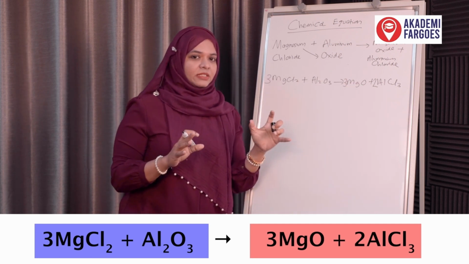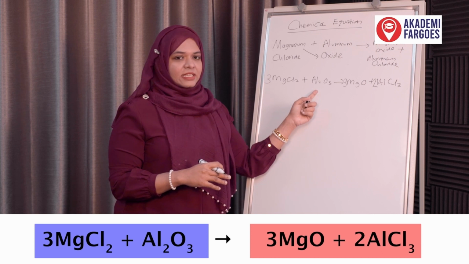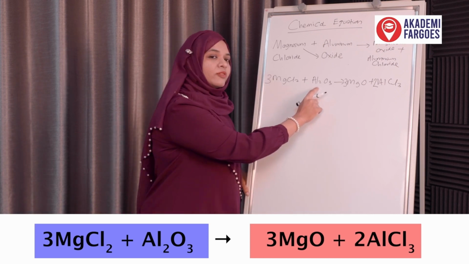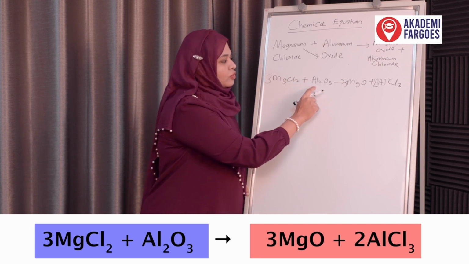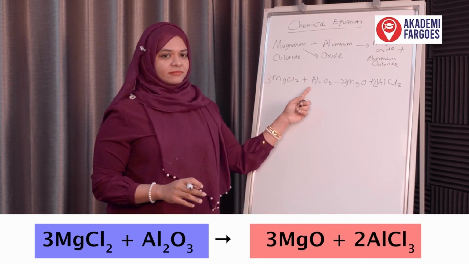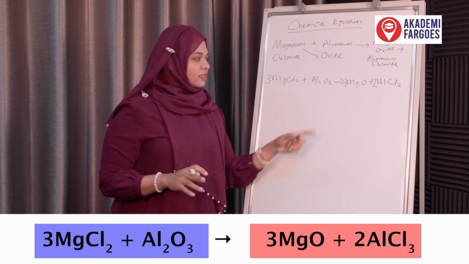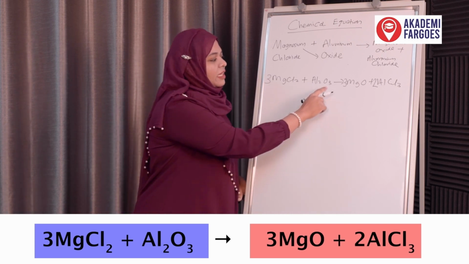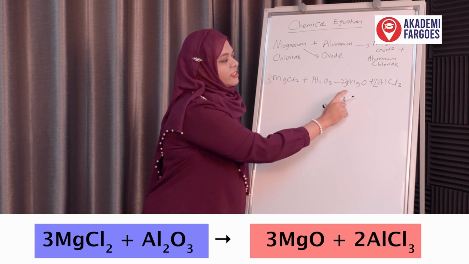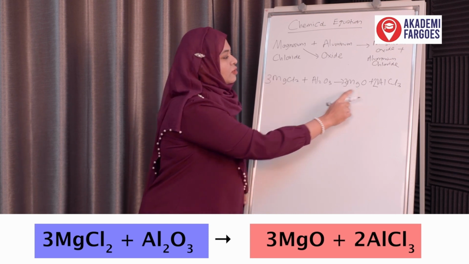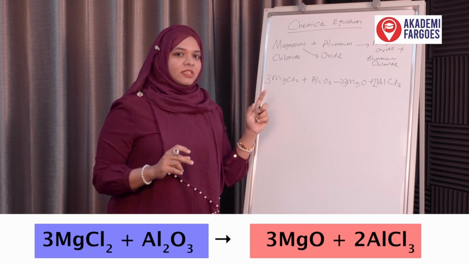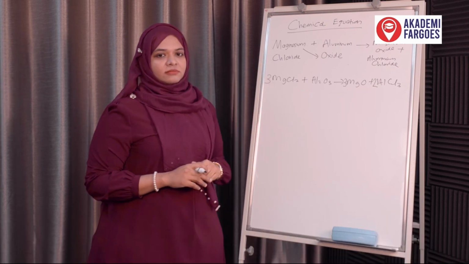So done that part. Now we move to this side, which is aluminium oxide. How many atoms of aluminium? 2. How many atoms of aluminium? 2. So aluminium is done. It's balanced. Oxygen. How many atoms of oxygen? 3. This is 3 atoms. So considering all, this one is a balanced chemical equation for this question.